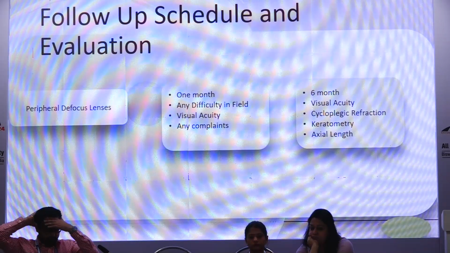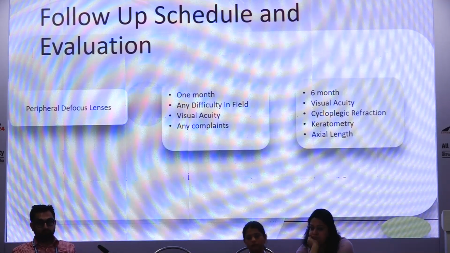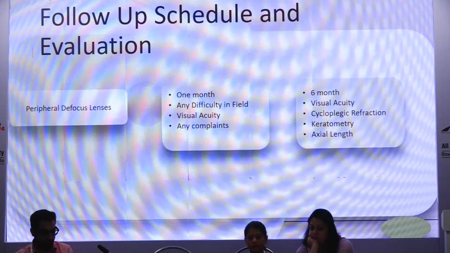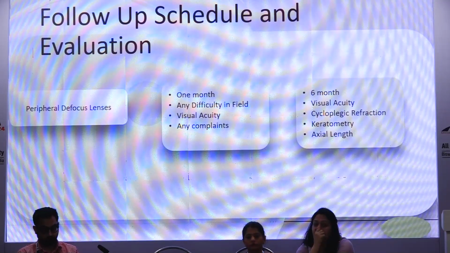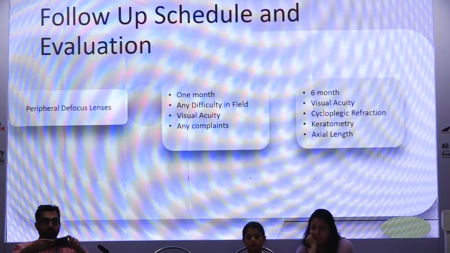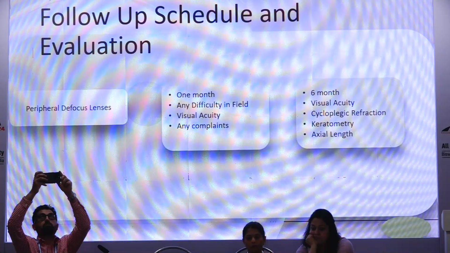So once we prescribe peripheral defocus lenses, be it Hoya lenses by Stellest or Zeiss Care lenses or DIMS lenses, we call them back after a month and see whether they have any problems in the visual field, because the central 9 mm is actually the clear zone and there is a peripheral defocus. There are plus 3.5 to plus 6 lenses depending on which particular glass we are choosing, and at 6 months we do the whole battery of investigations.